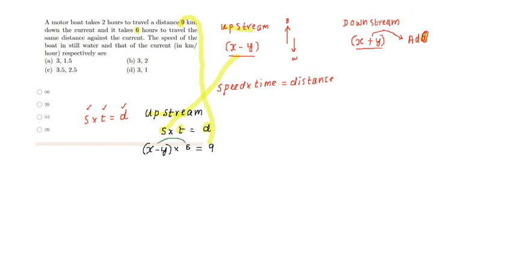6 into x will give you 6x. Symbol is minus, so put minus. 6 into y will give you 6y. Equal to has no change, equal to. 9 has no change, 9. Actually the formula is 6x minus 6y equal to 9.